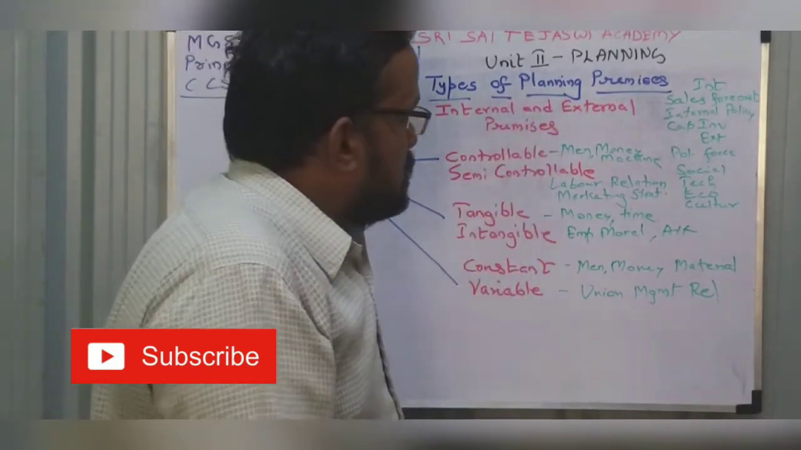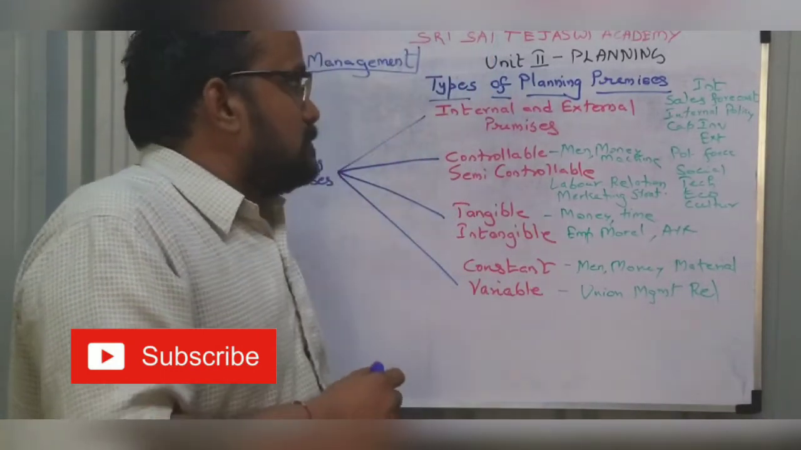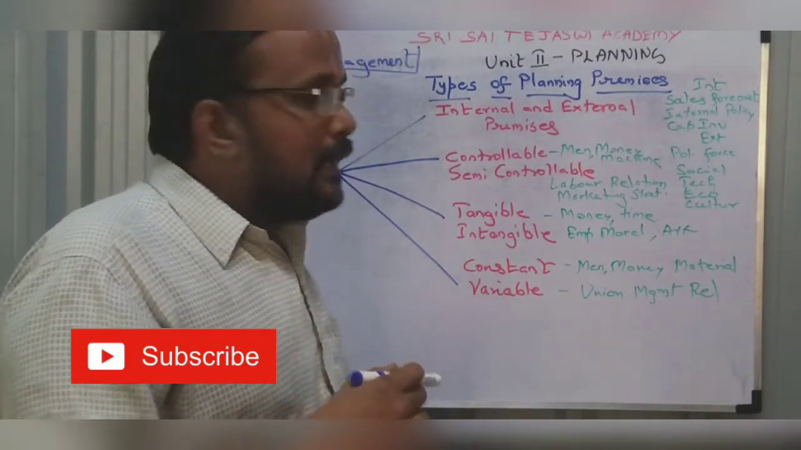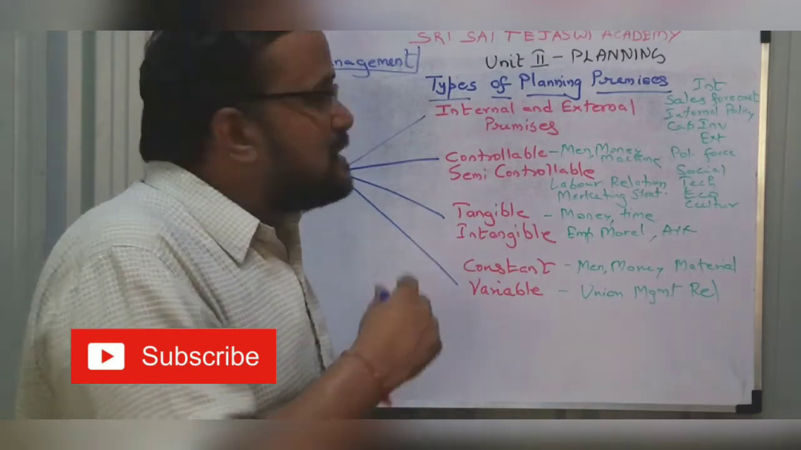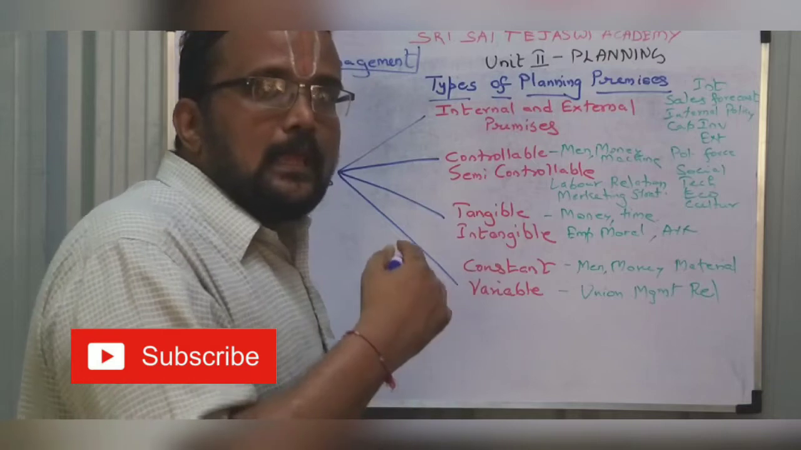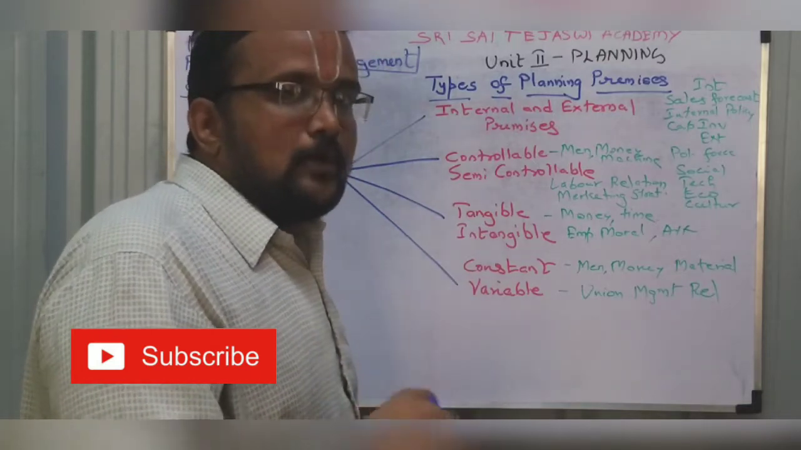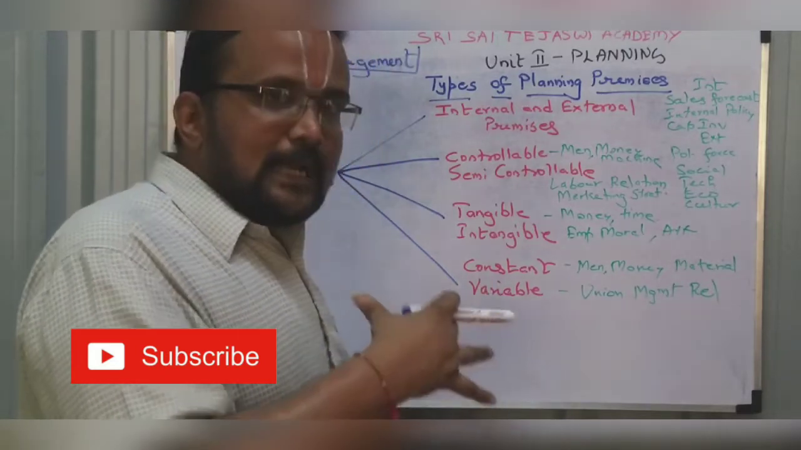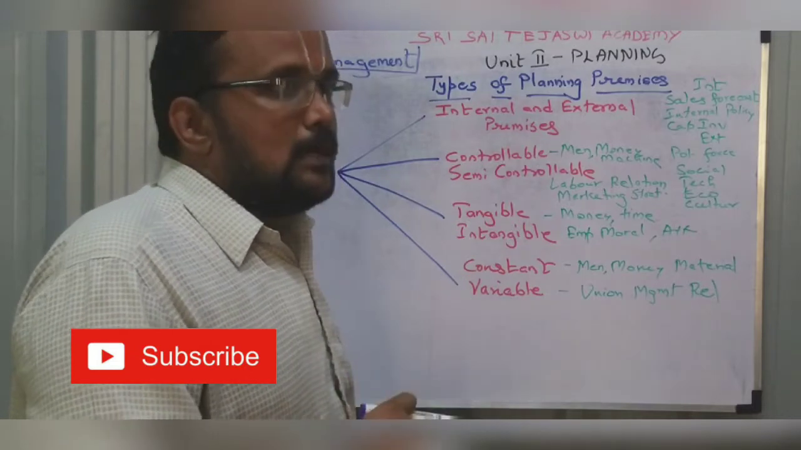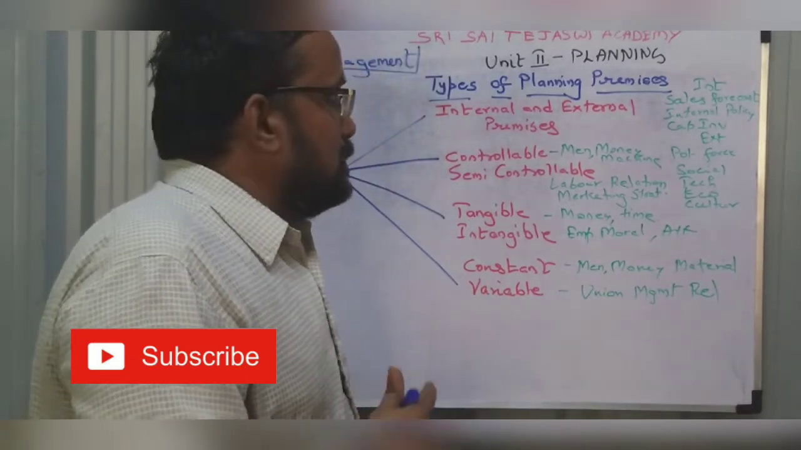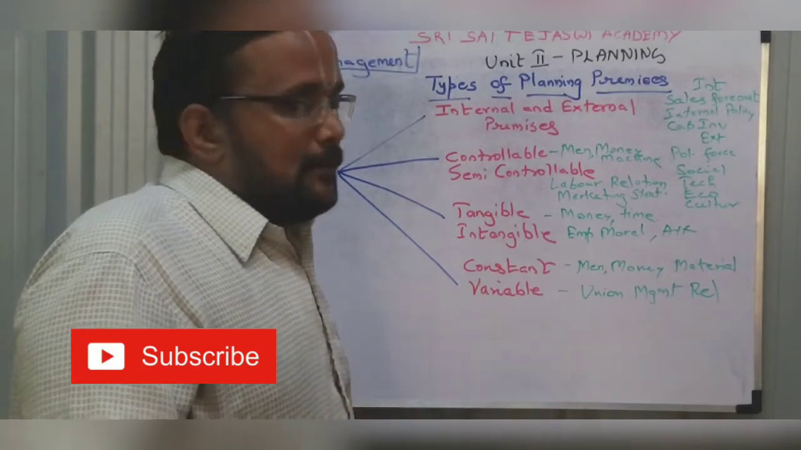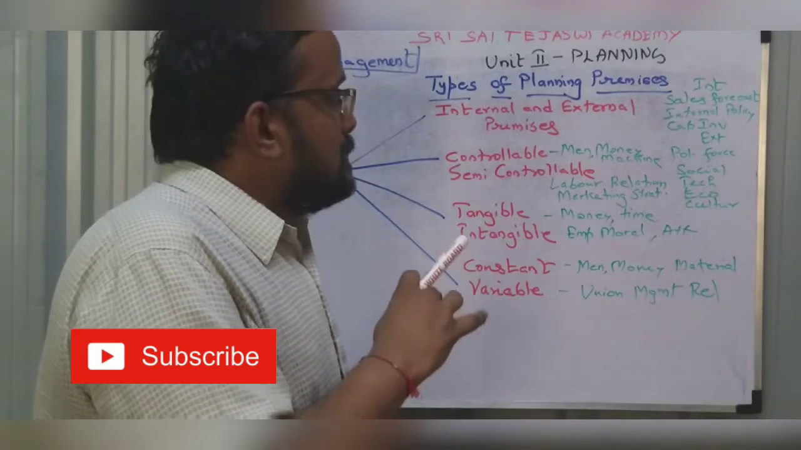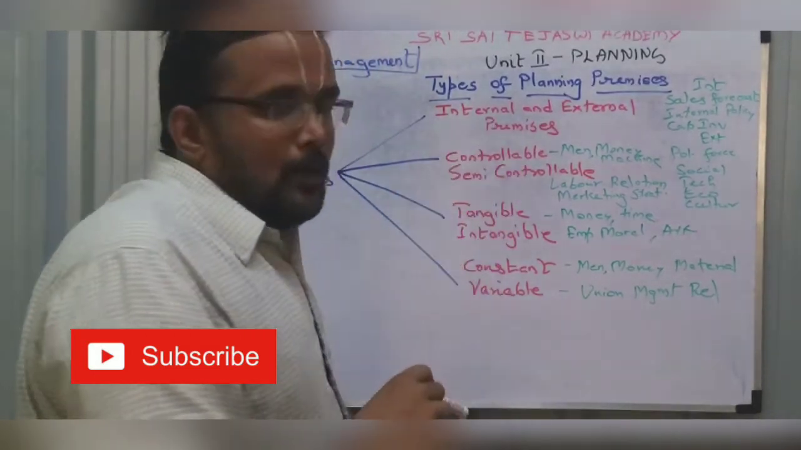Internal and external premises. Internal premises include sales forecast, internal policy, and capital investment. Sales forecast means the projected sales we are going to make for the financial year, how much product I am planning to sell. Internal policy, for example, employee attendance and employee dress code, what is my policy? Capital investment is how much money I am going to invest.